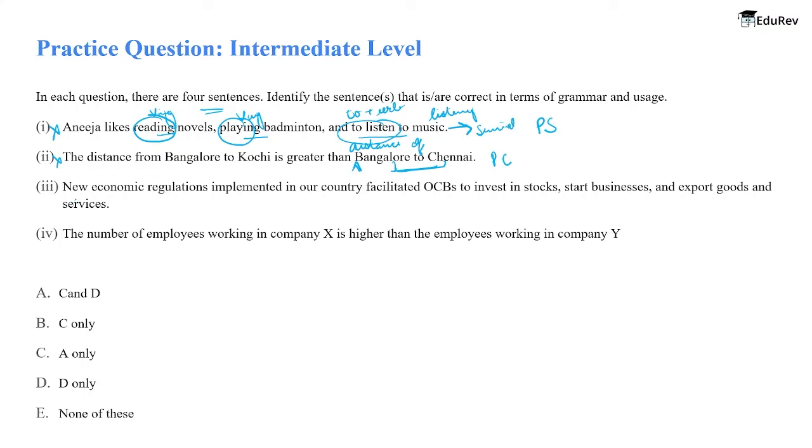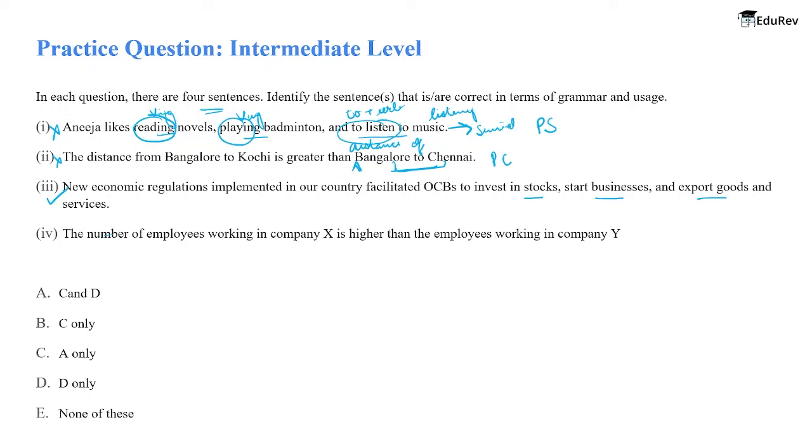Third is, new economic regulations implemented in our country facilitated OCBs to invest in stocks, start businesses, and export goods and services. So what it is basically, we are separating the elements with a comma, and we haven't mentioned the words which should not be present here. We have written invest in stocks, start businesses, and export goods and services. So all are similar in structure. So this statement has no errors.